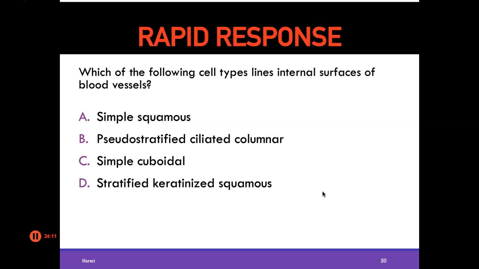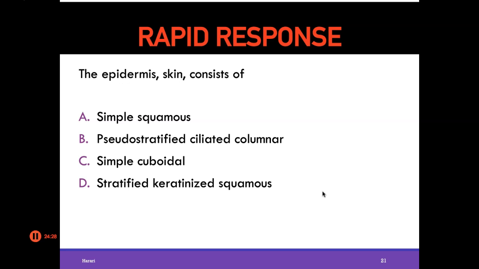So you should be thinking, what do blood vessels need to do? They need to rapidly exchange gases, right? So that's for diffusion and filtration. So we're going to need simple squamous cells for that, right? And those form the endothelium, the internal lining of blood vessels. The epidermis consists of, so pause here. The epidermis is skin, and that is composed of D, stratified, keratinized, squamous epithelium.